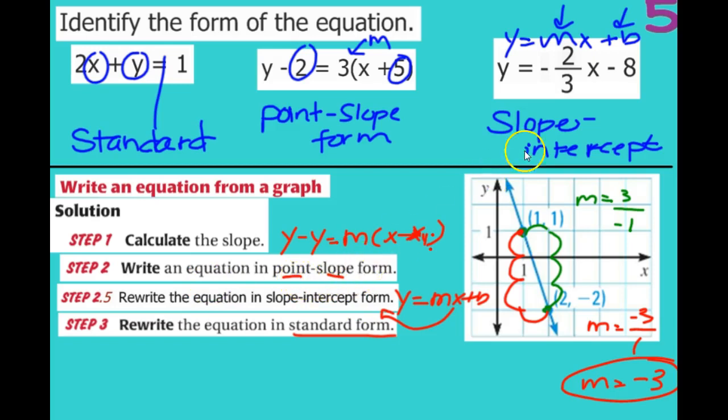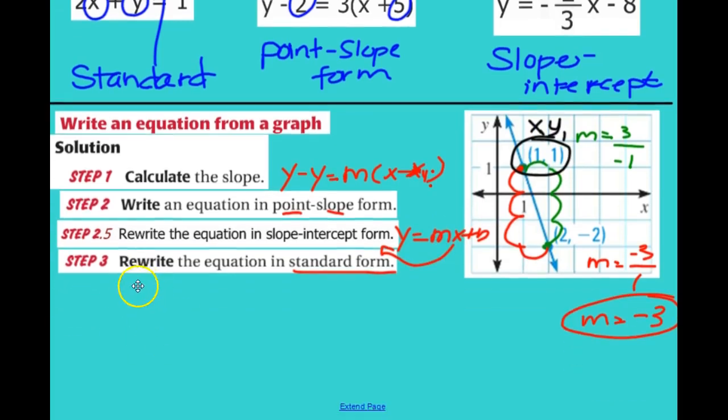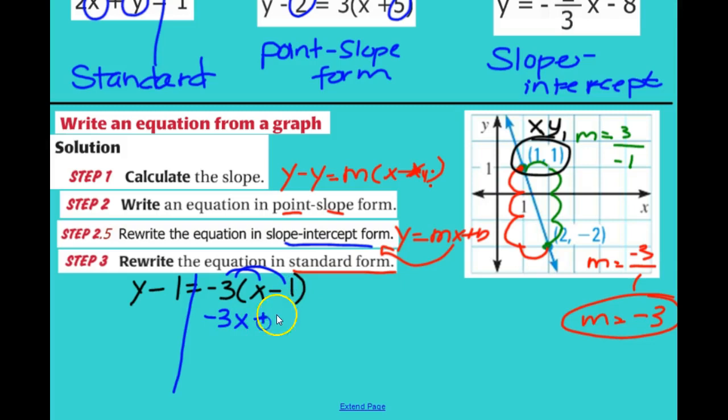And for point-slope form, we need a point. I'm going to use this point because they're both 1. Makes it easy. So y minus y1, which is 1, equals our slope, which is -3, and then x minus x1, which is also 1. So let's distribute to get slope-intercept form. That gives us -3x. -3 times -1 makes a +3. And then get y by itself, so the opposite of subtracting 1 is adding 1. So we have y equals -3x plus 4.